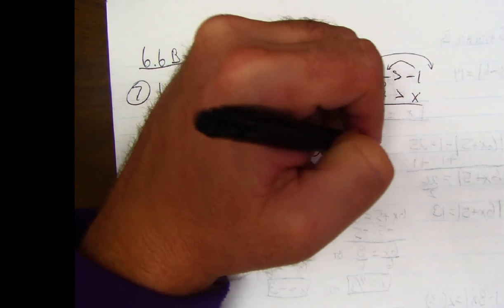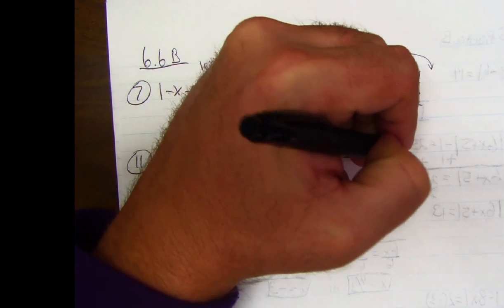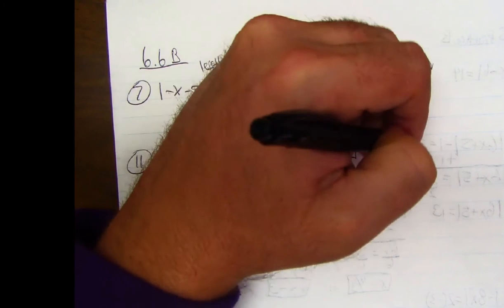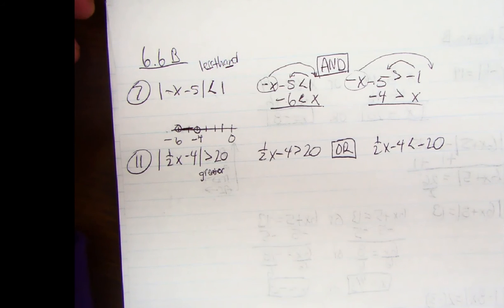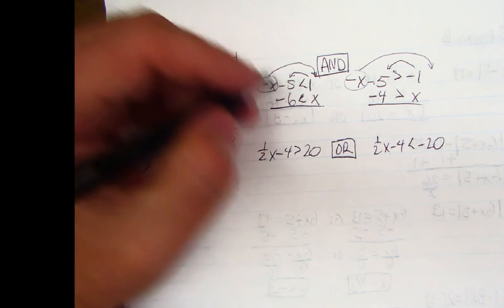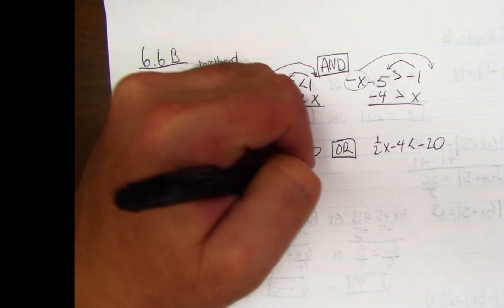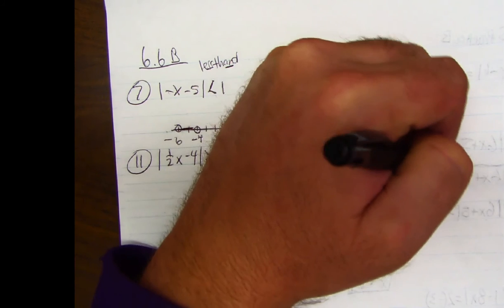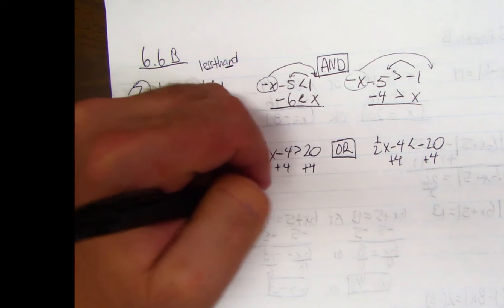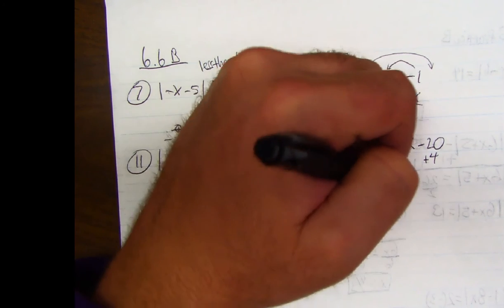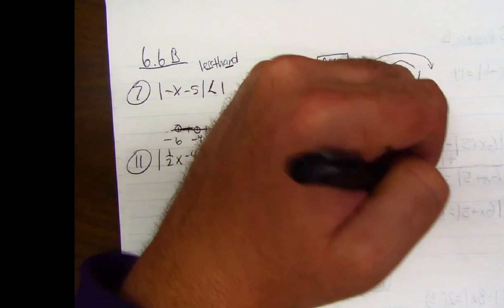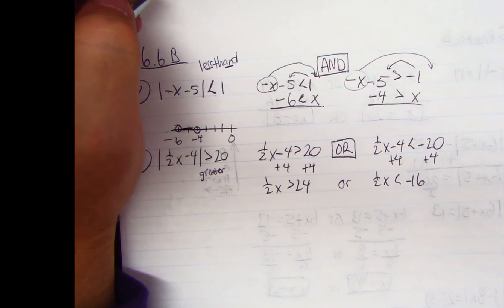Okay, so the other one, 1/2 x minus 4. Remember, since we're multiplying by -1, I have to switch the inequality sign and make it -20. And then solve both those. Okay, we can solve them both at the same time. Reverse PEMDAS. Remember, add or subtract first, so we're adding the 4 across both sides. I get 1/2 x is greater than 24, or 1/2 x is less than -16. -20 plus 4 is -16.